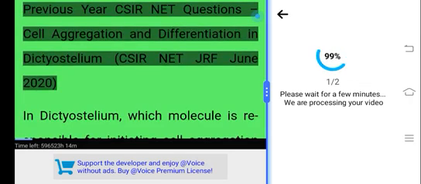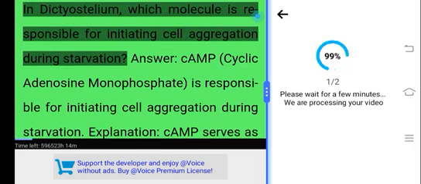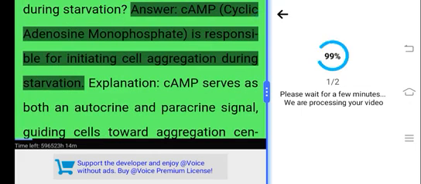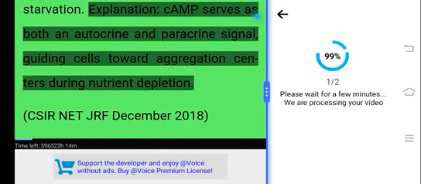Previous year CSIR NET questions: cell aggregation and differentiation in Dictyostelium. CSIR NET JRF, June 2020. In Dictyostelium, which molecule is responsible for initiating cell aggregation during starvation? Answer: cAMP, cyclic adenosine monophosphate, is responsible for initiating cell aggregation during starvation. Explanation: cAMP serves as both an autocrine and paracrine signal, guiding cells toward aggregation centers during nutrient depletion.